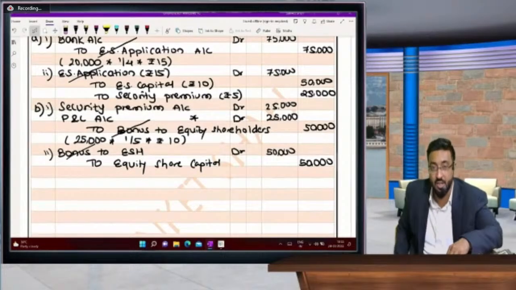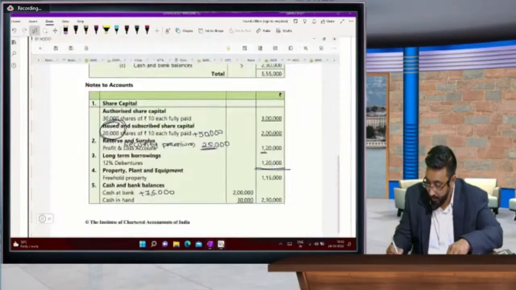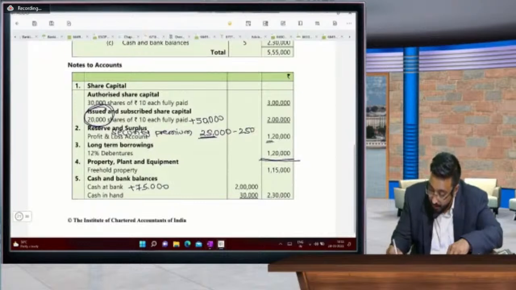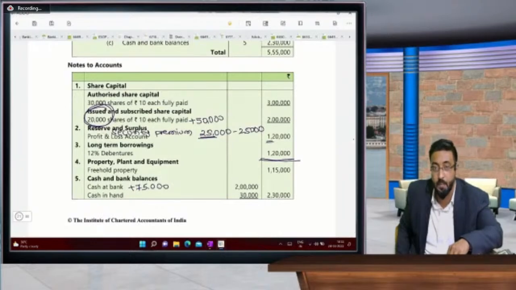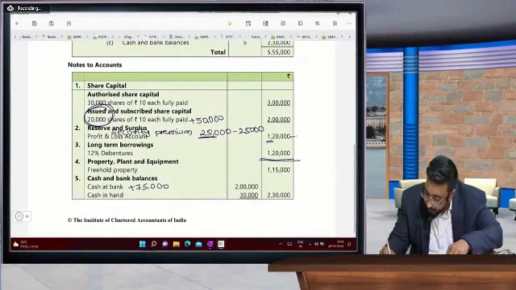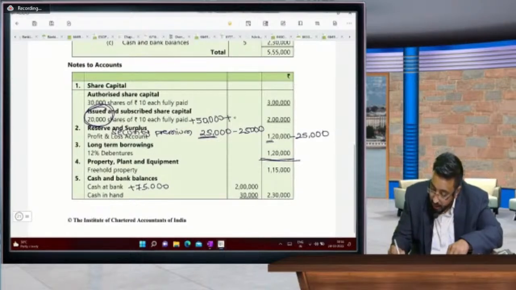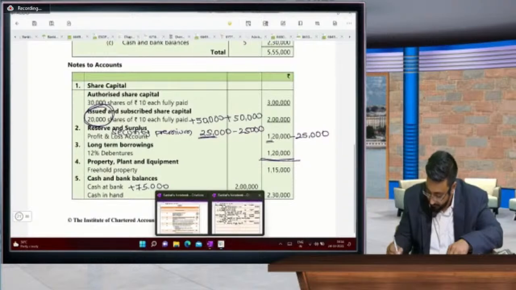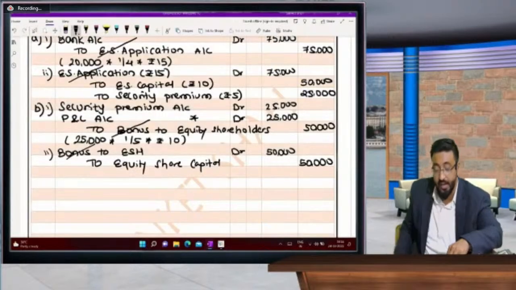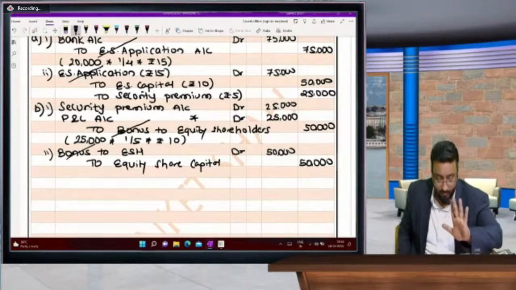Effects in the balance sheet. Securities premium has a debit balance, and in the balance sheet it has a credit balance, so deduct it. So balance in securities premium is 0. Profit and loss account reduced by 25,000. And equity share capital added by, sorry, this is 50,000. Capital credit, therefore add it. Second entry over.